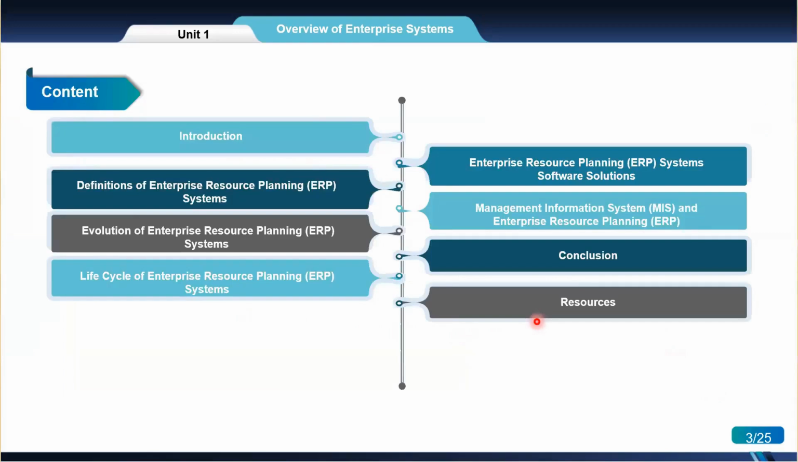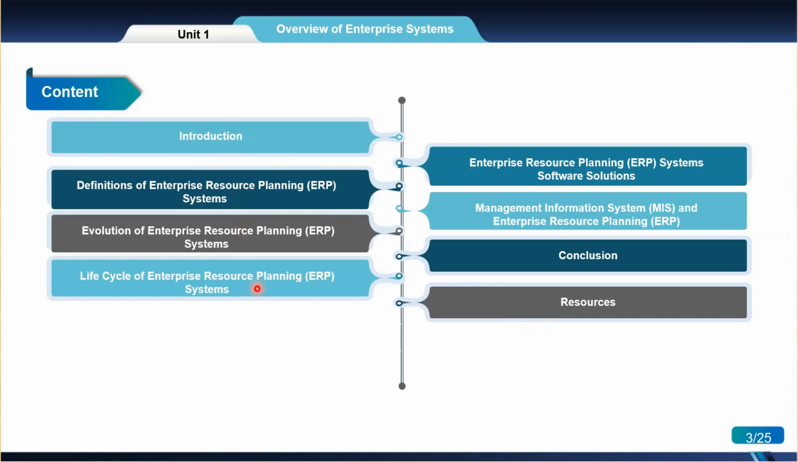The contents of this unit are divided into several topics, starting with an introduction, followed by a set of definitions related to enterprise resource planning, ERP systems. Then, it moves on to discuss the evolution of ERP systems, highlighting the developments that have occurred since their inception up to the present day. After that, it talks about the life cycle of ERP systems.